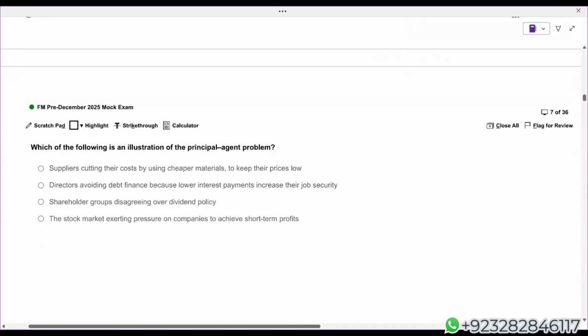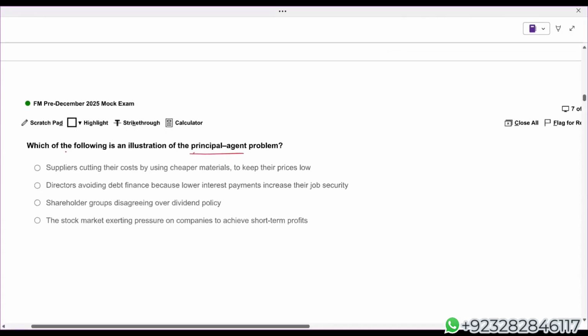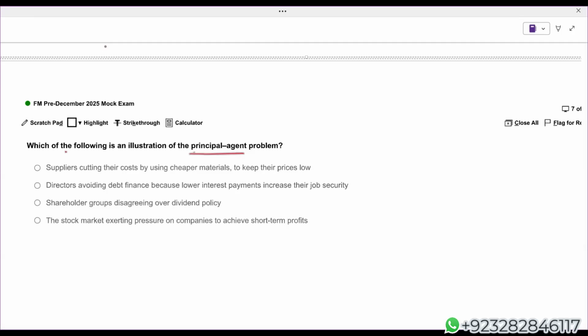Okay, students. Question number 7. Which of the following is an illustration of the principal agent problem? The principal agent problem means the agent is doing something which is beneficial for the agent, not for the principal. Okay, let's see. Supplier cutting their cost by using cheaper material to keep their price. It has nothing to do with the agent, the principal agent problem.